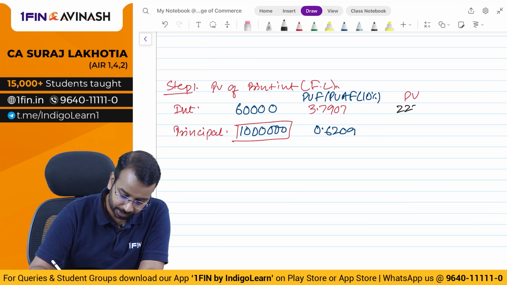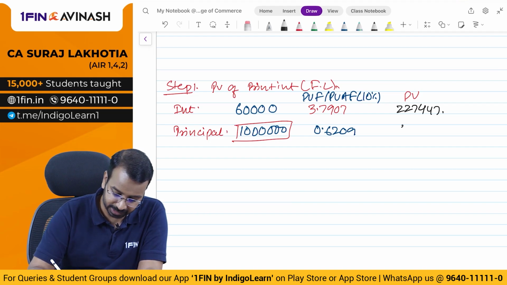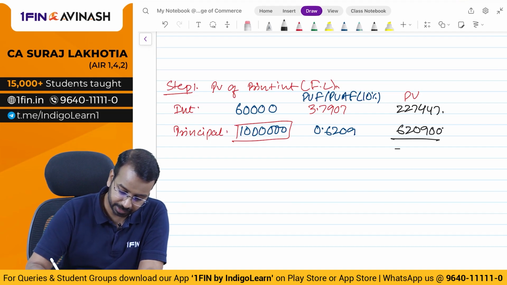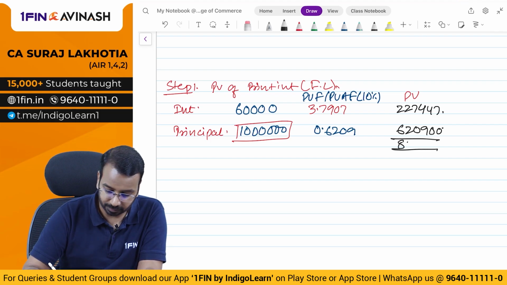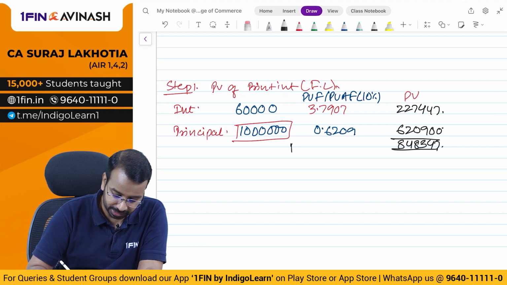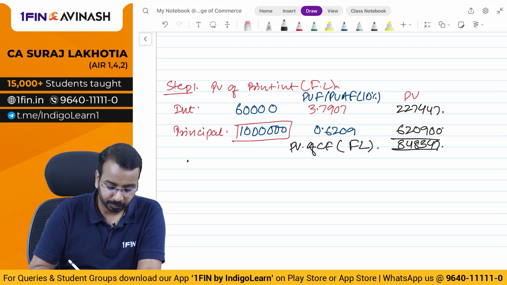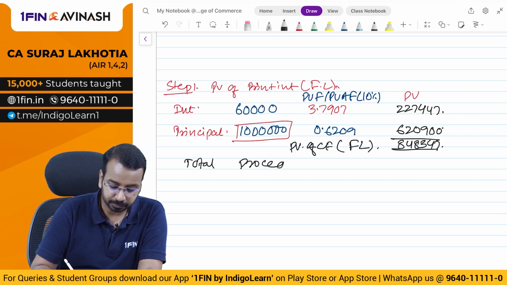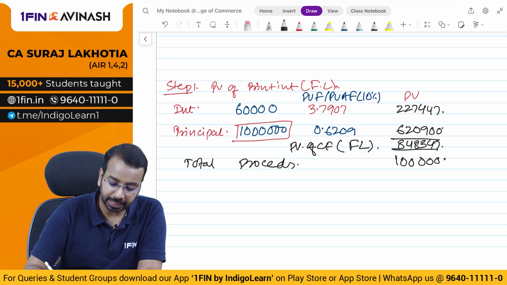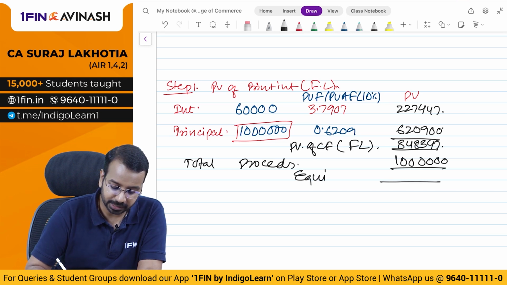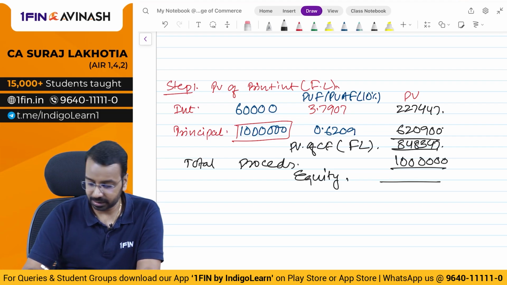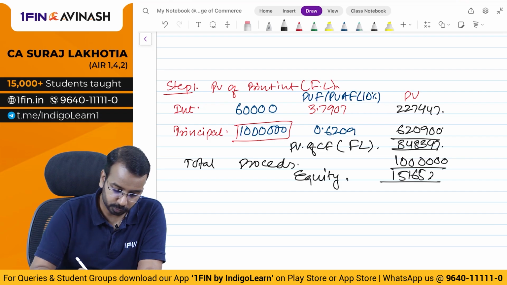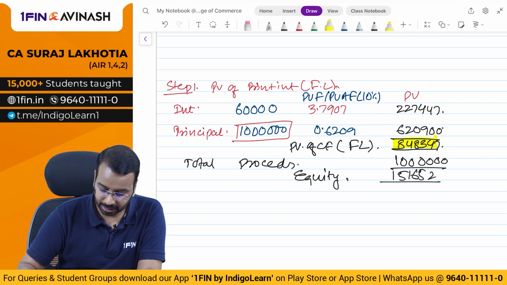227447. And here it will be 6,20,900. Plus 620,900, we get 848347. What is this? Present value of cash flow, which represents financial liability. Total proceeds 10 lakhs. The balance represents equity: minus 10 lakhs, you get 151652. So, this is financial liability, this is equity.